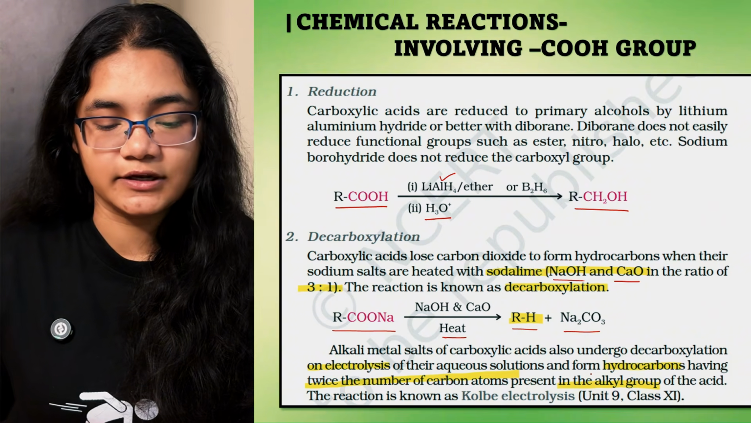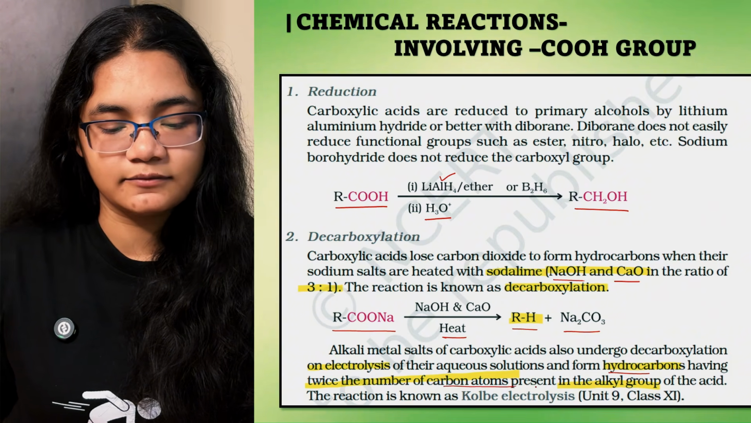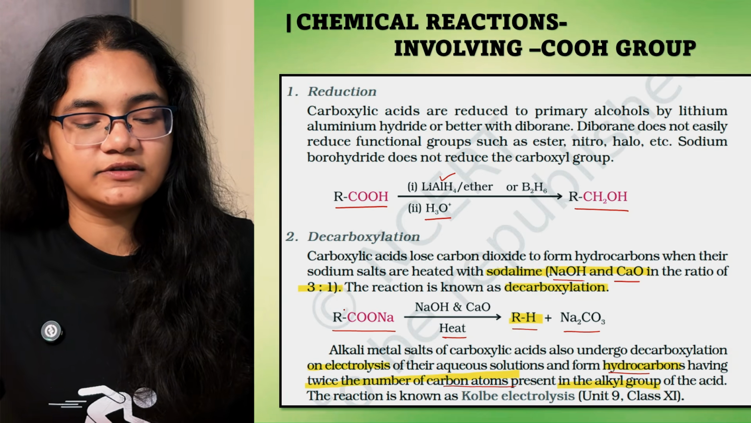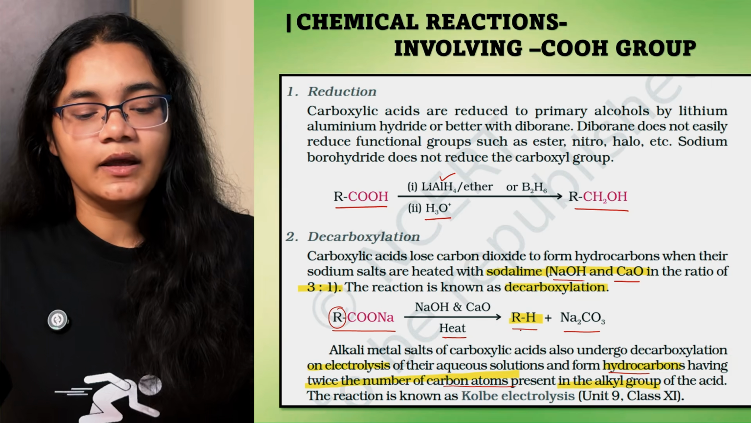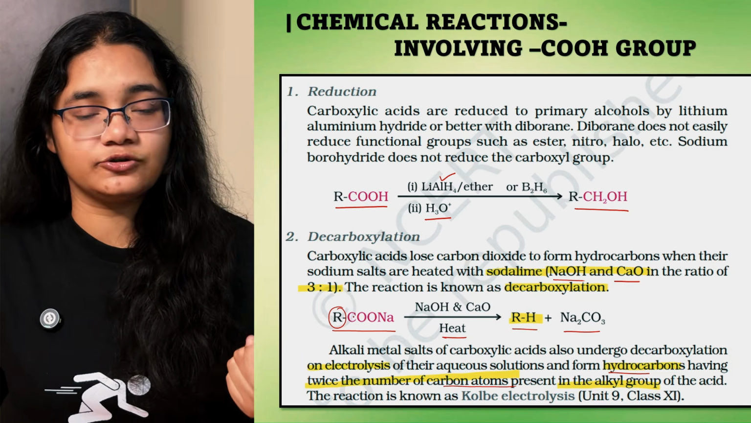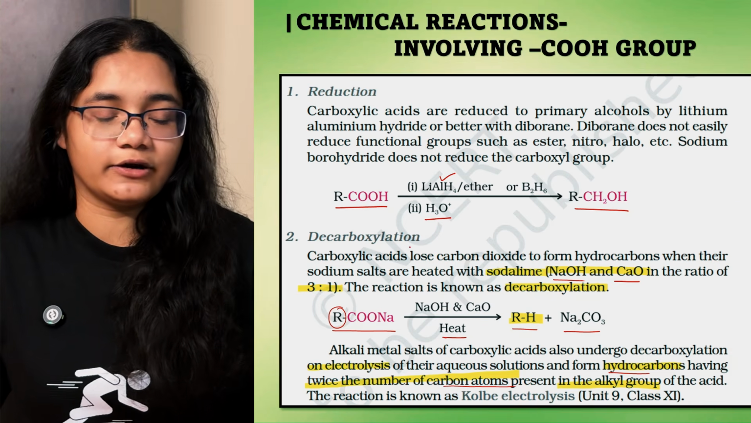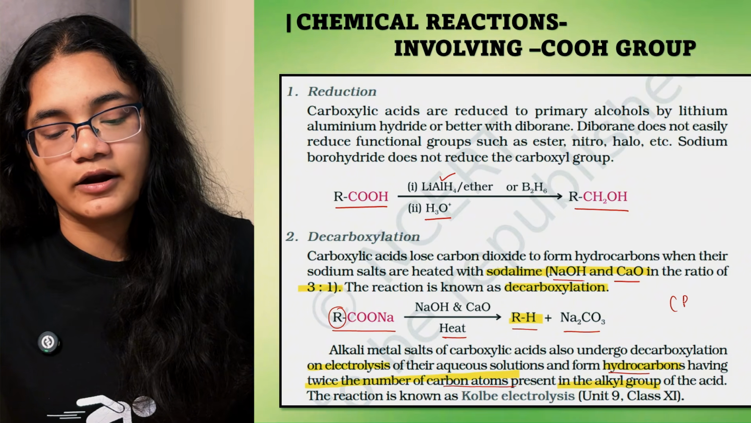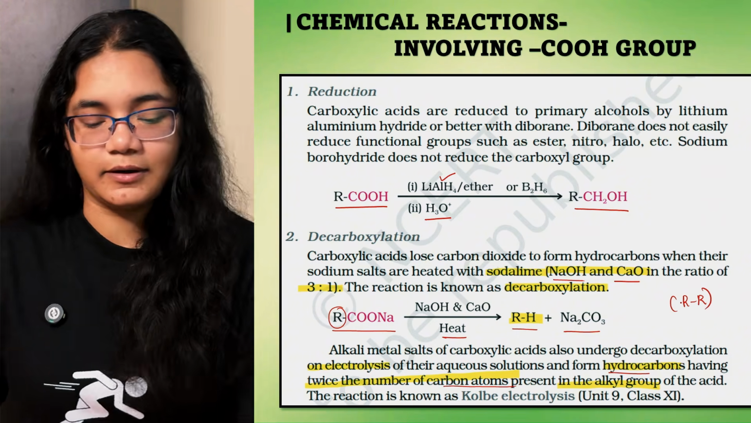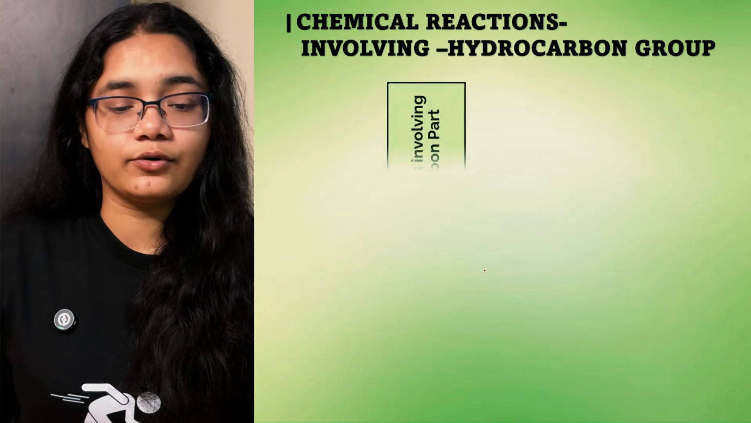Alkali metal salts of carboxylic acids also undergo decarboxylation on electrolysis of their aqueous solution and form hydrocarbons having twice the number of carbon atoms present in the alkyl group. So here there is decarboxylation and you are just getting RH, but if you take this particular carboxylic acid salt and do electrolysis, this is called Kolbe's electrolysis, the product will be RR. Twice the number of carbons you will get. Please remember this one.